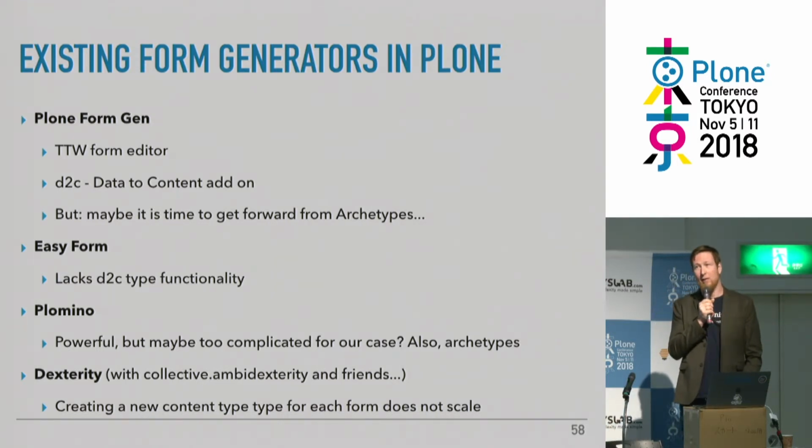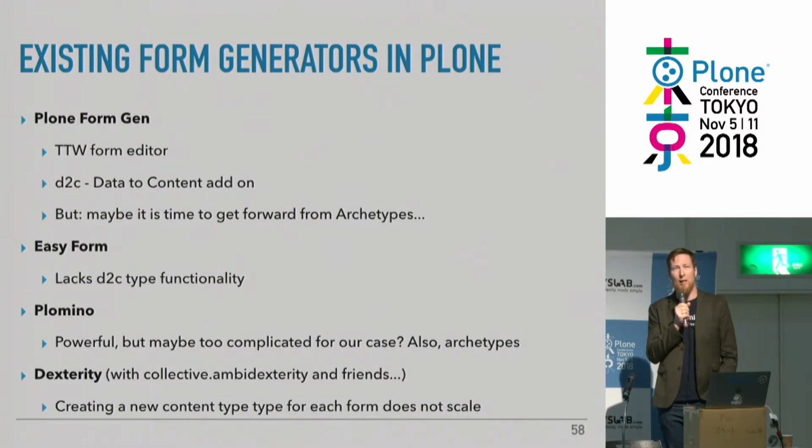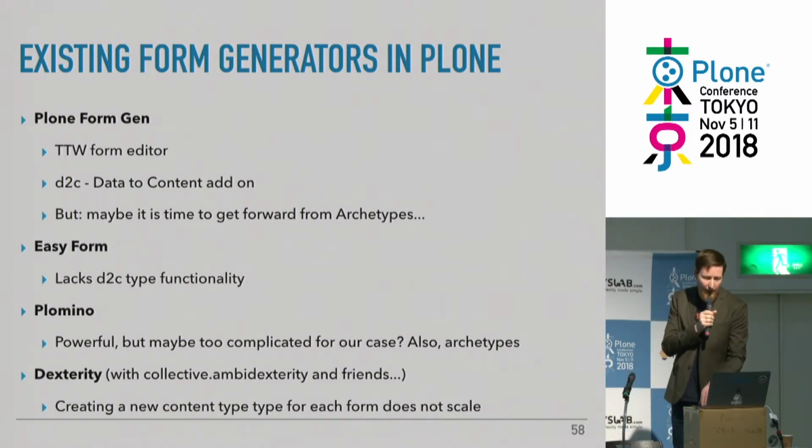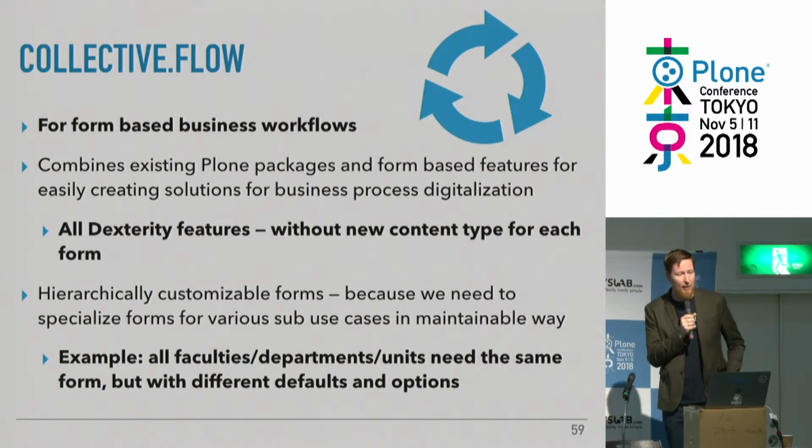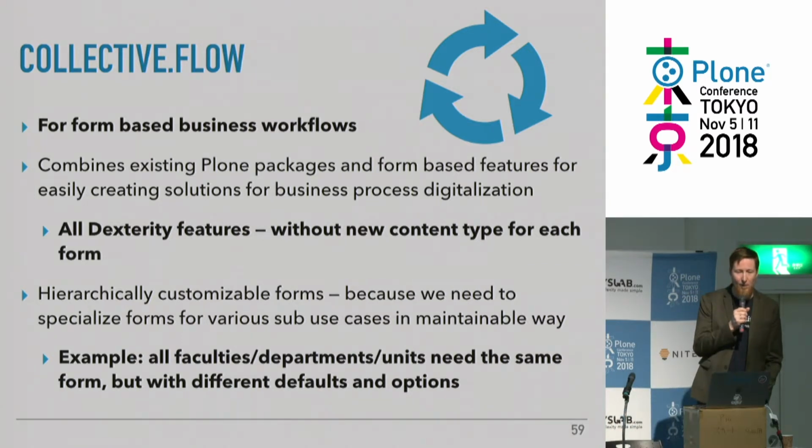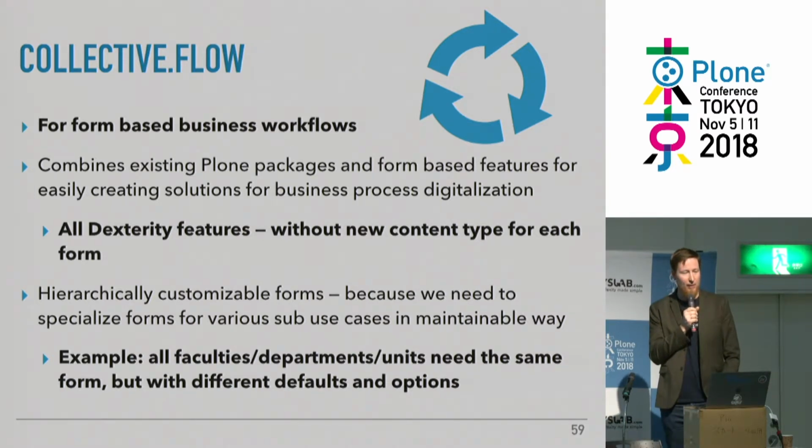And then we have dexterity content types. But when we calculated all the cases and all the forms and all the services we should have in the future, there were tens of those. So creating a new content type for each case would be maybe too much work. So something else was needed. And enter collective flow from the mind of Asko Soukka.